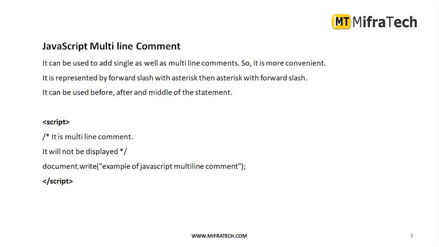A JavaScript multi-line comment can be used to add a single-line as well as multi-line comments. It is represented by a forward slash with an asterisk, then an asterisk with a forward slash. It starts with a forward slash and asterisk, then the comment, then closes with an asterisk and a forward slash. You can see the example here. Here also the comments will be ignored by the web browser. It will display the example of JavaScript multi-line comment.